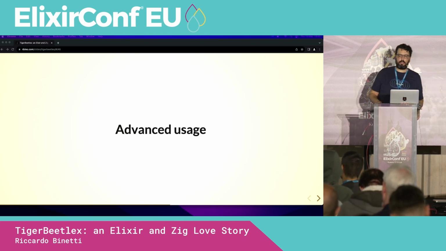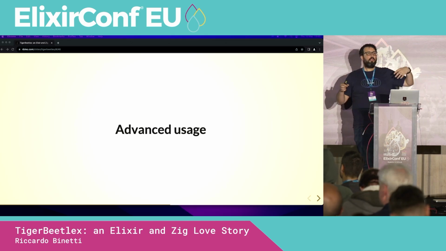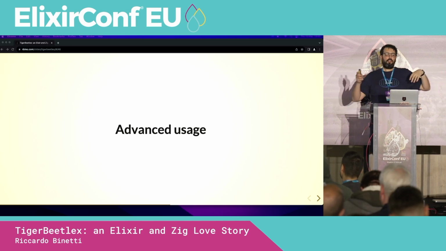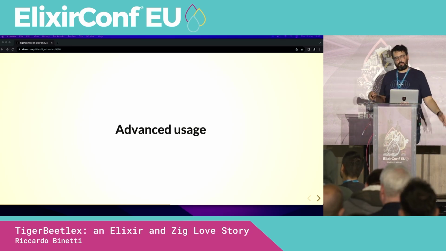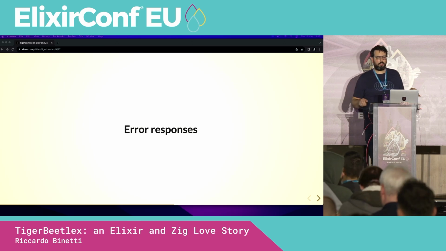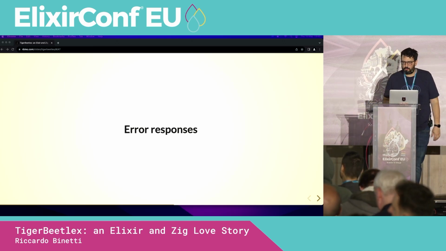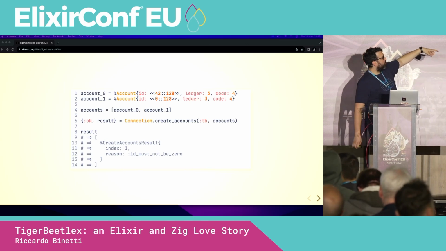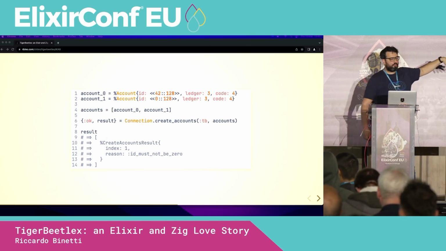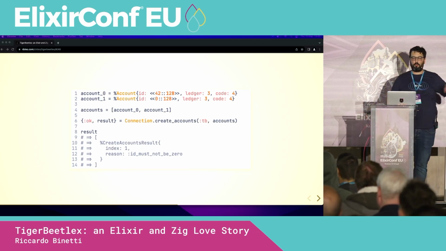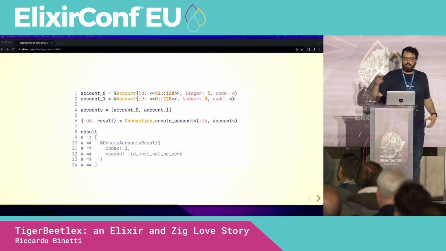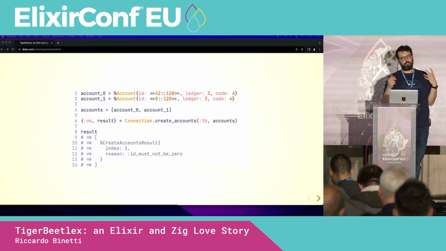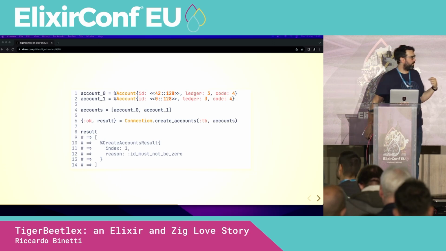Let's quickly see some advanced usage. These are very basic, like I just showed you how to create some accounts, but TigerBeetle is able to implement lots of stuff on top of this basic mechanism. First of all, let's look at error responses. When you create the account as before, if everything goes well, you're just going to receive an empty list. This is because TigerBeetle, as another small optimization, assumes that everything goes well and just sends results for things that didn't go well.